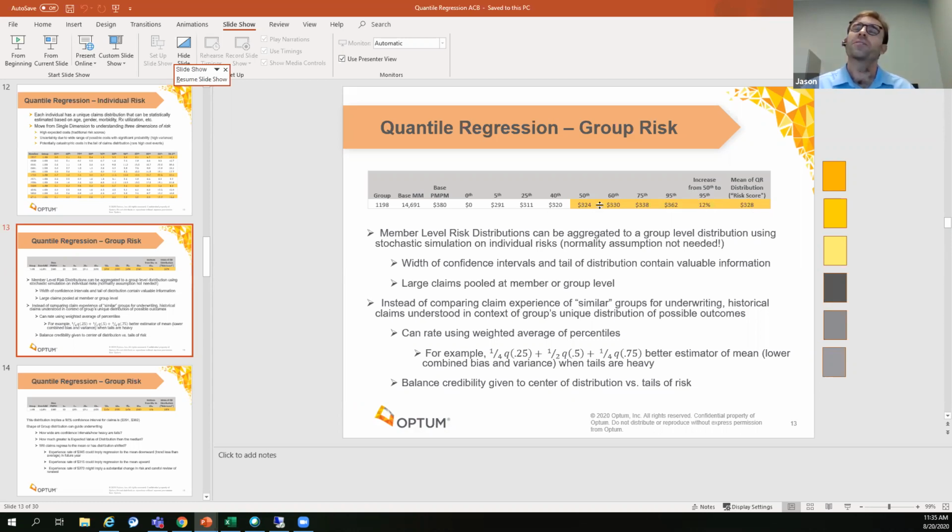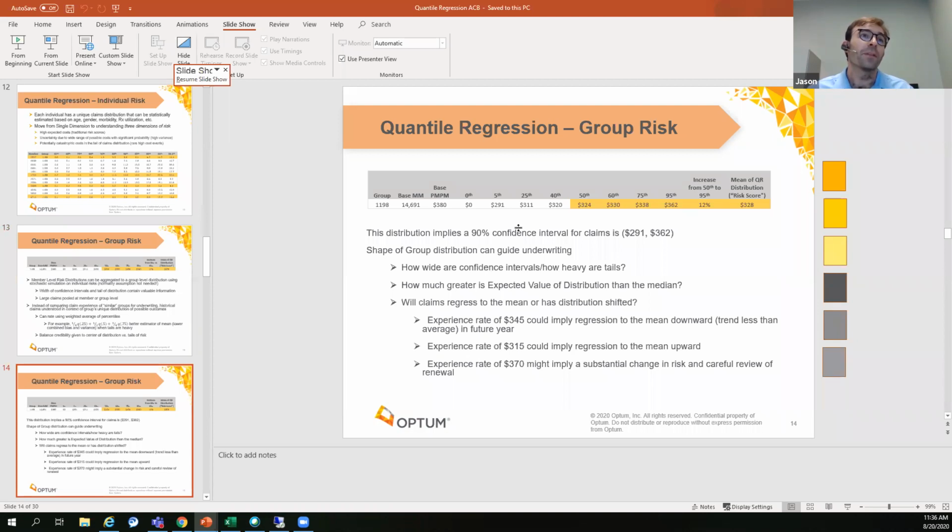And it's really very interesting, these group risks. If you start to aggregate different members together in different groups across your block, you can really see a very interesting distribution of risk among your groups. They really do look different. You really see something that you couldn't see before. It's pretty cool.